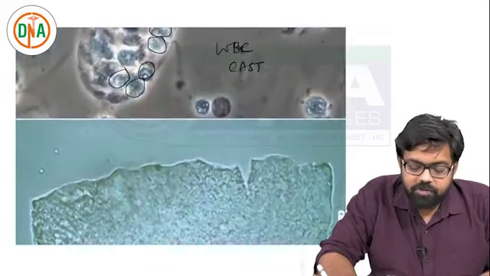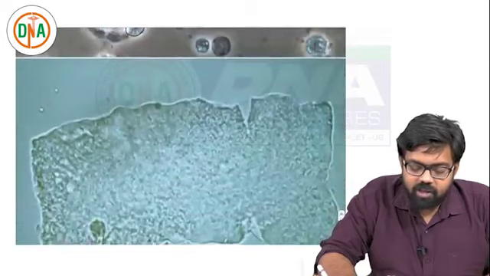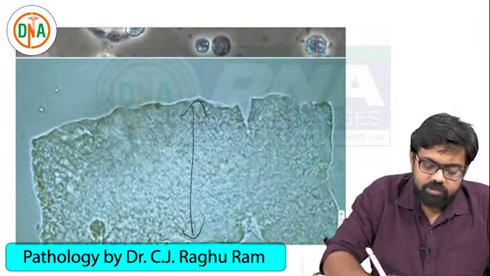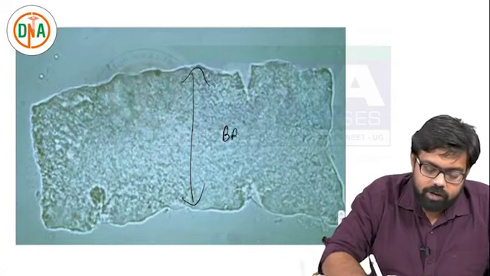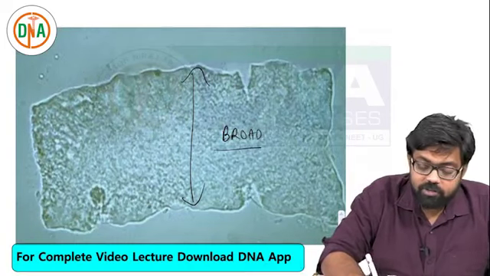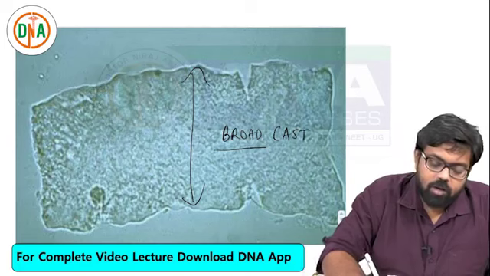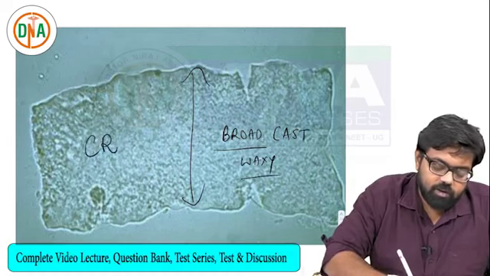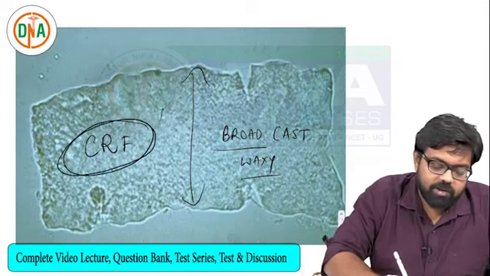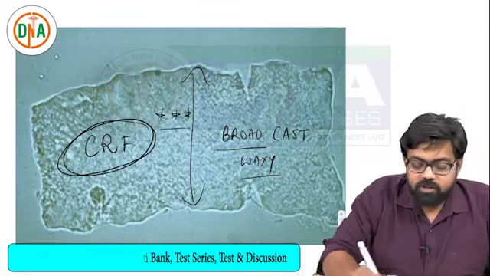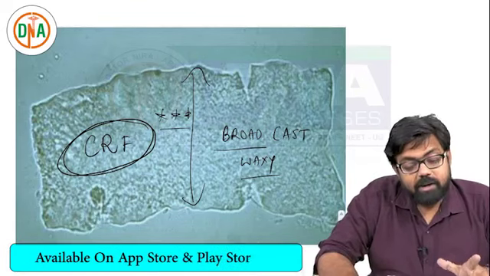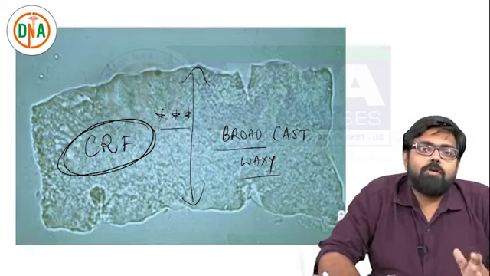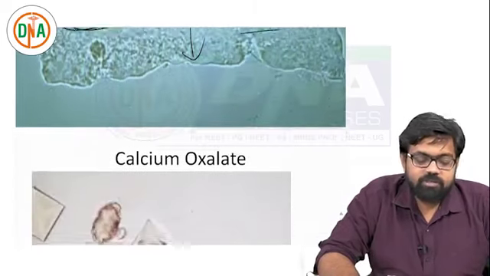Next and most important, if you compare this cast with the previous cast, it is obviously looking much wider. So this is called a broad cast with sharp angles, or a broad waxy cast, which is characteristically and specifically seen in chronic renal failure. This was asked repeatedly as an MCQ. So what is this cast? It has much larger dimensions and is generally seen in chronic renal failure. It is called a broad cast or a waxy cast. With this we are done with the casts.